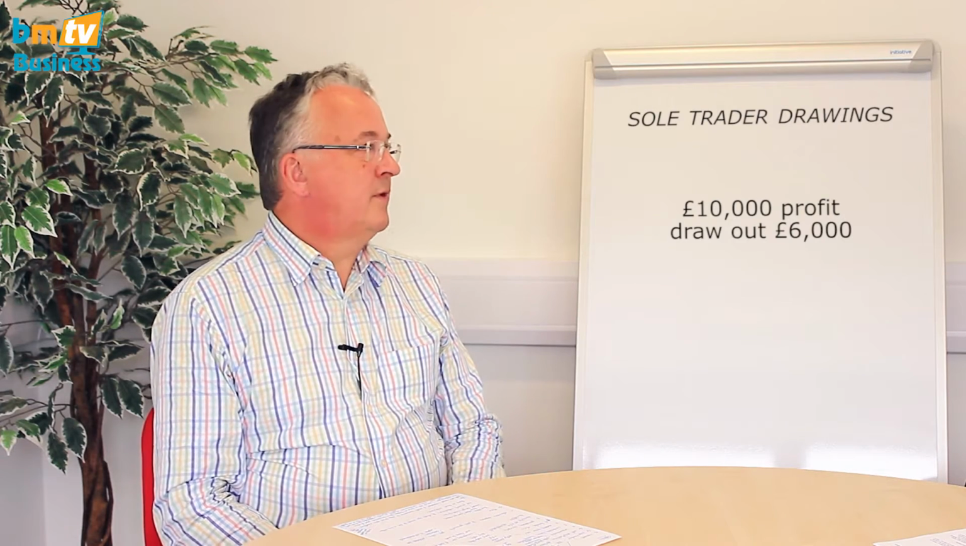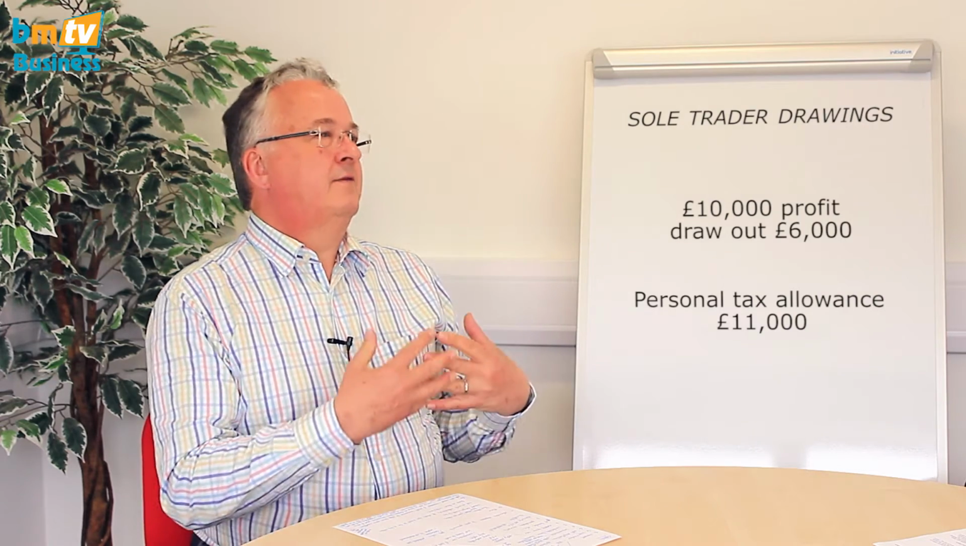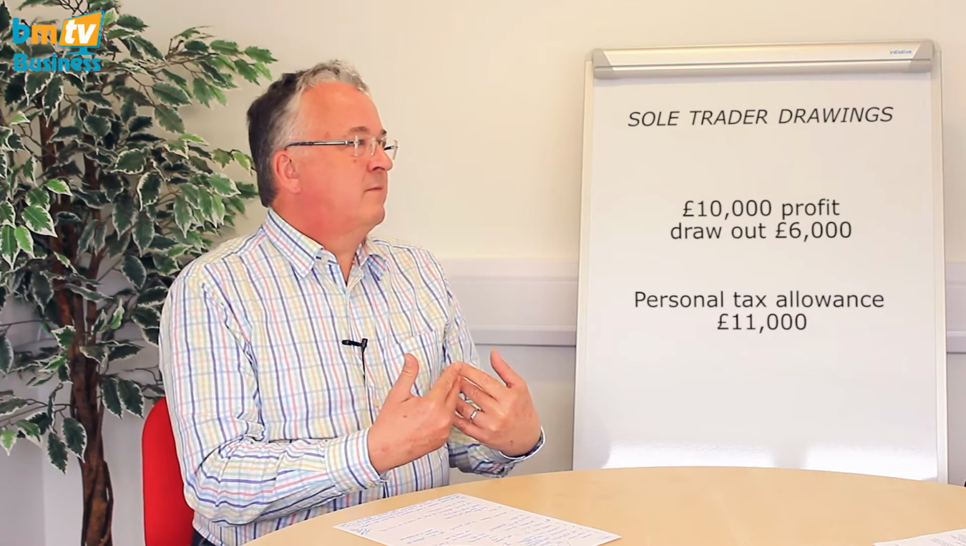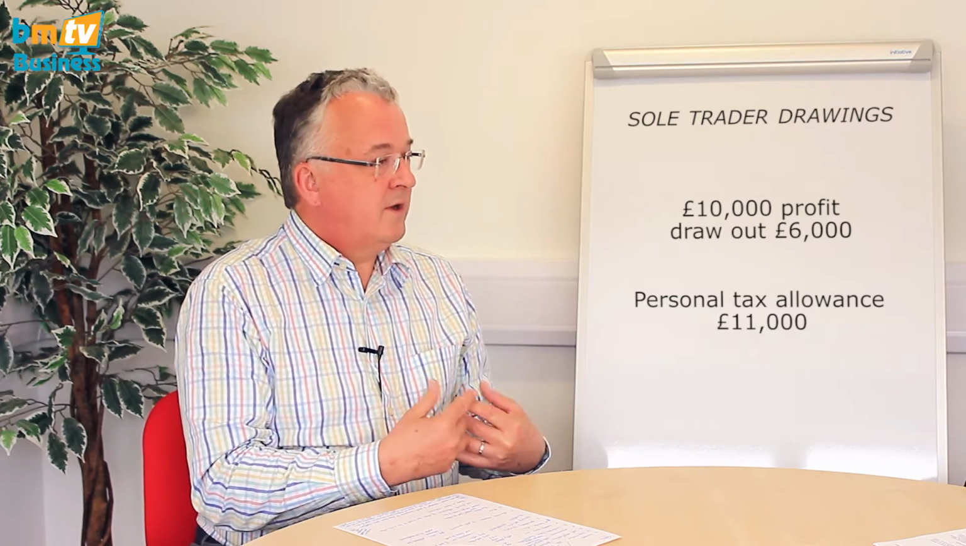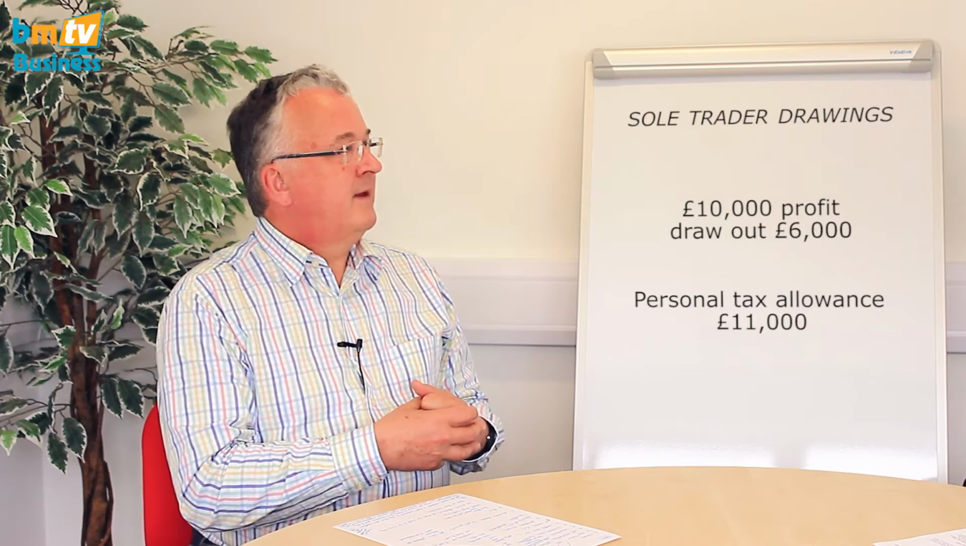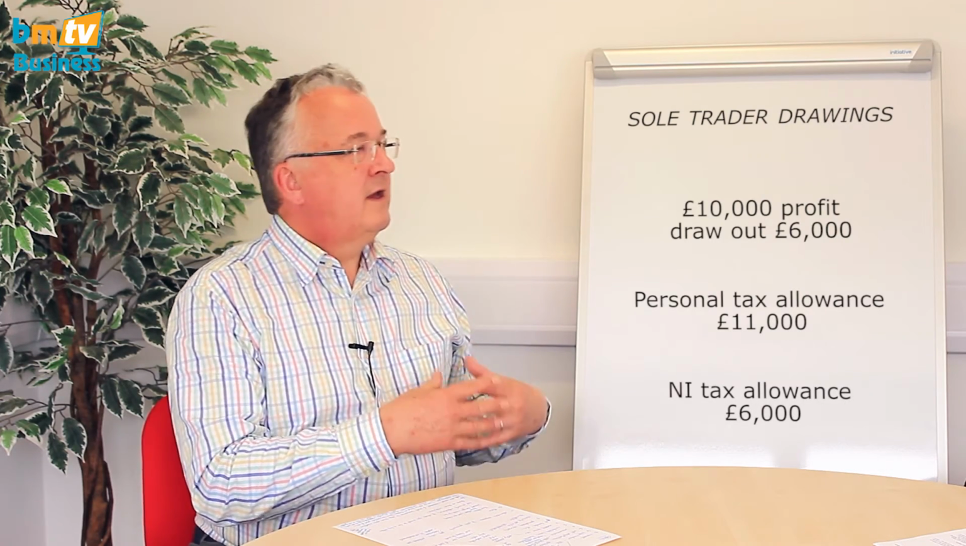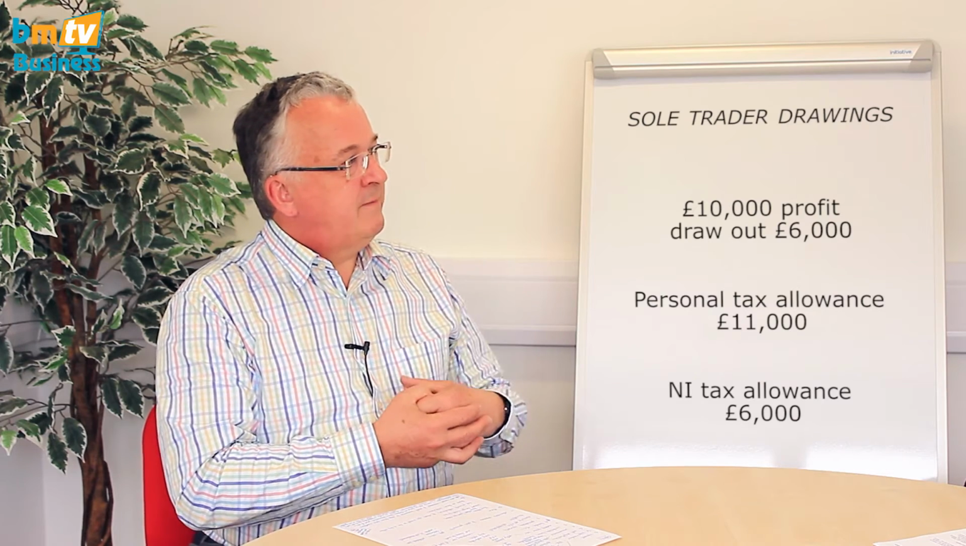Don't you still have a personal tax allowance that would go against? You do, yes. So at the moment, the personal tax allowance is £11,000. And that means the first £11,000 that you earn is actually tax-free. So if that was the only income you had, then you'd pay no tax on it. National insurance is slightly different. The threshold for national insurance is about £6,000, and you pay national insurance on your earnings above that figure.